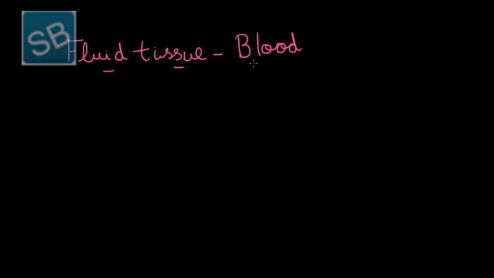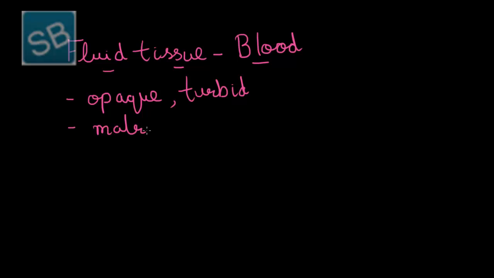Till now, we have studied two types of connective tissue, skeletal tissue and proper connective tissue. Now we will study the third type, fluid connective tissue, which is known as fluid tissue or blood. Blood is a type of fluid connective tissue which is opaque and turbid in nature. Its fluid component contains intercellular substances or matrix secreted by the blood cells.